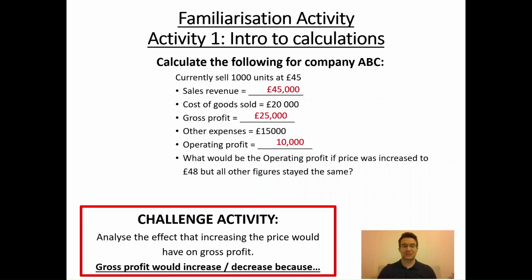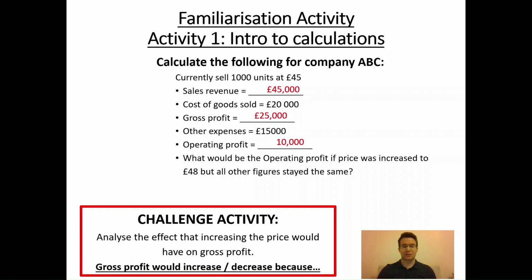Now we come on to the challenge activity, which asks you to analyse the effect that increasing the price would have on gross profit. Now, it may be that gross profit would increase if you increase the price and there's no subsequent effect on the level of demand. Then each unit you sell would increase the sales revenue and therefore gross profit would increase.